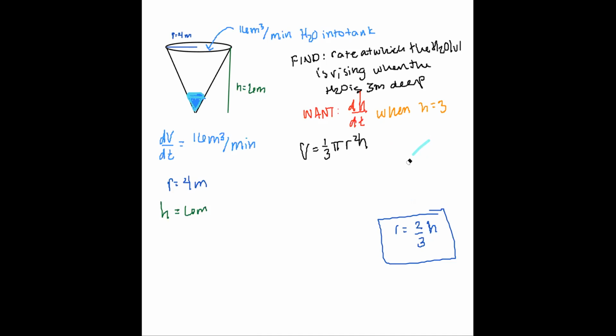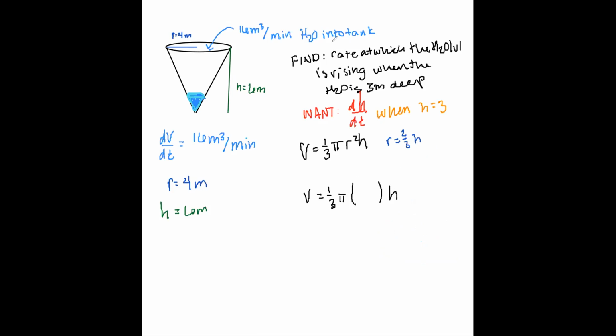So now I can put it in this equation, and I'm down to 2 very reasonable variables. We have V as a function of H. Awesome. Okay. So what's my next step?